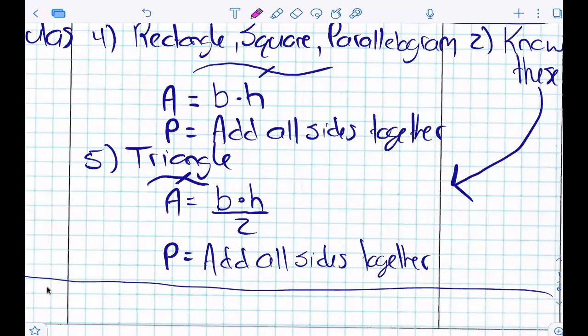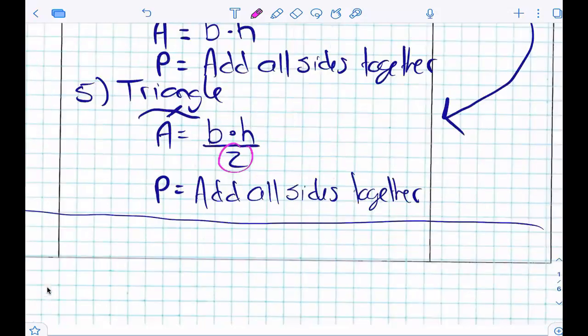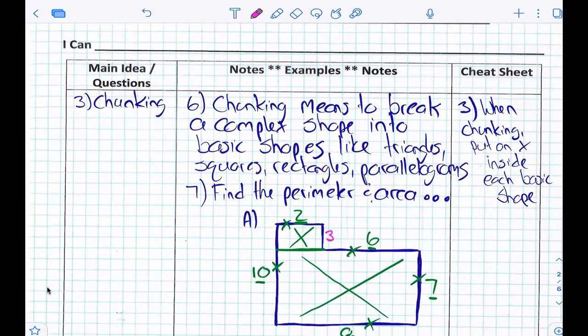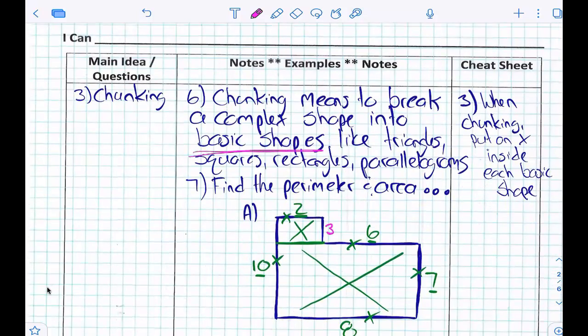The area formula for a triangle is? Make sure you divide by 2, yeah? And the perimeter of a triangle is? Okay, cool. Chunking means to break a complex shape into basic shapes, like triangles, rectangles, parallelograms, and squares.